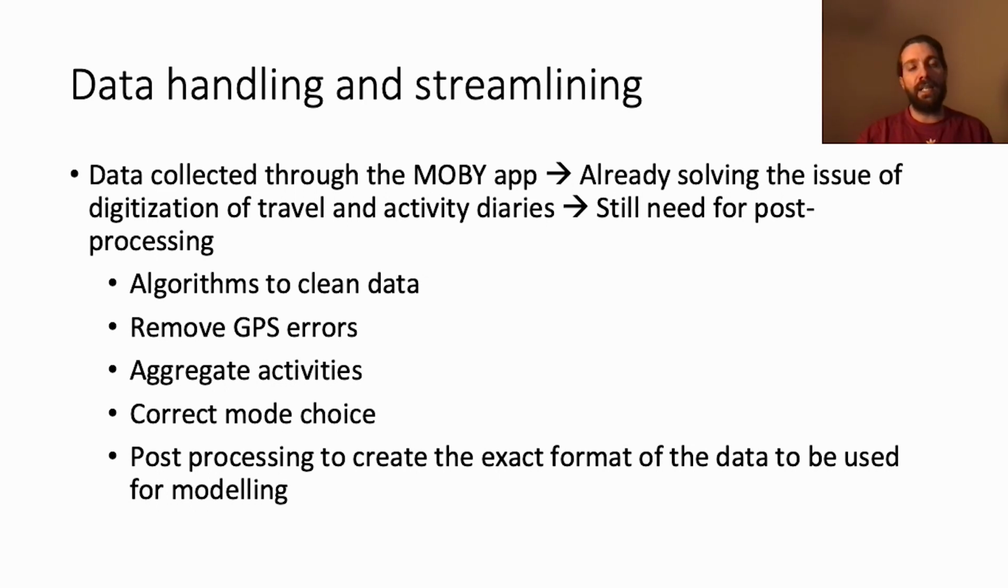In a nutshell, we can say that there are three different components in the streamlining of data from the Mobi app to the activity-based model. The first is the automatic creation of the activity and travel diaries done automatically from the app. Then there is the module which does the data handling and cleaning of the data and also prepares the data to be put into the final format. And then there are some pre-processing algorithms and automatic handlers which put the data in the exact correct format that the activity-based model, the tactical passenger simulator, needs in order to start the process of estimating and applying the models.